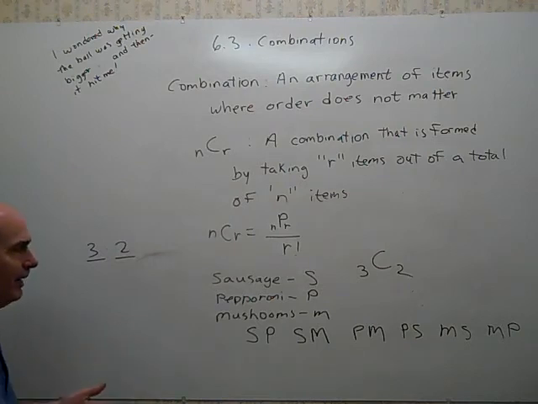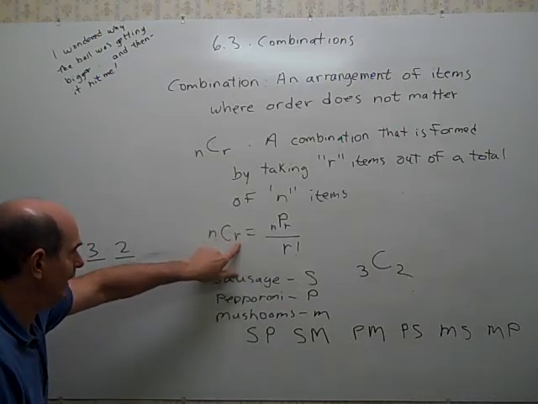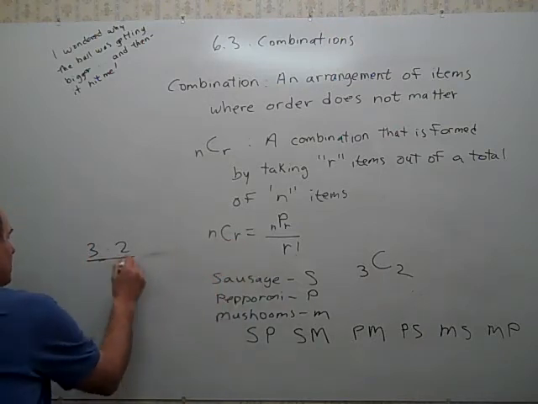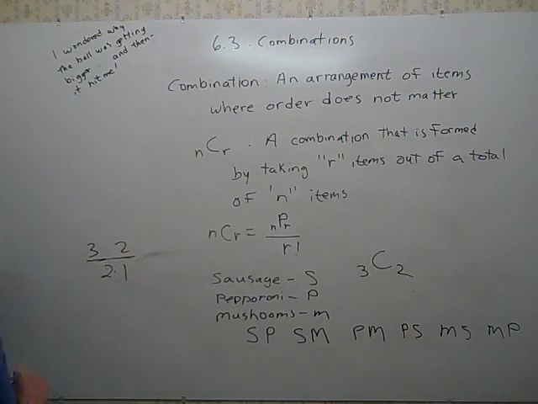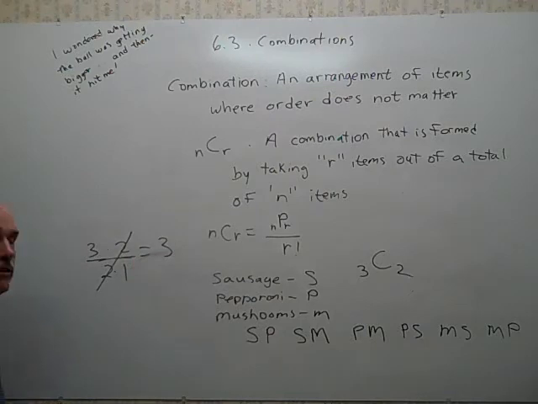But we have to eliminate the duplicates, or the things that are the same, and you do that by dividing the number of permutations by r factorial, and r is 2, so we're going to do 2 times 1, which would cancel this out, and there's our 3. So that's how combinations work.